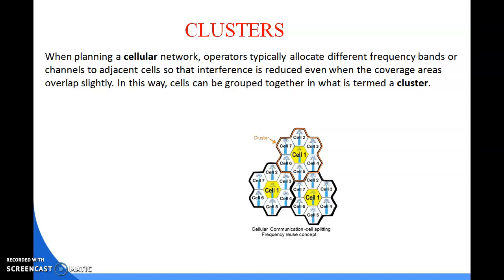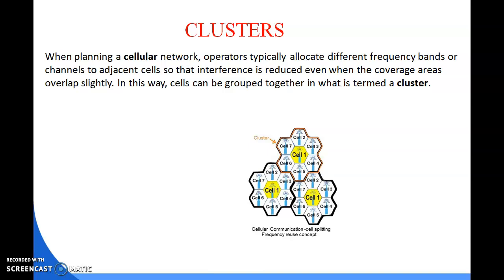So when planning a cellular network, operators typically allocate different frequency bands or channels to adjacent cells so that interference is reduced even when the coverage areas overlap slightly. In this way, cells can be grouped together in what is termed a cluster. That means to avoid interference, the mobile operators allocate different frequencies for different cells. Suppose cell 1 uses frequency F1, then cell 2 uses F2, F3, F4, F5, F6, F7 and so on.